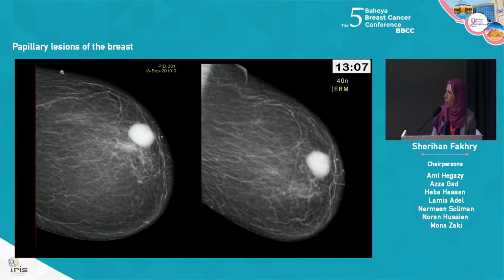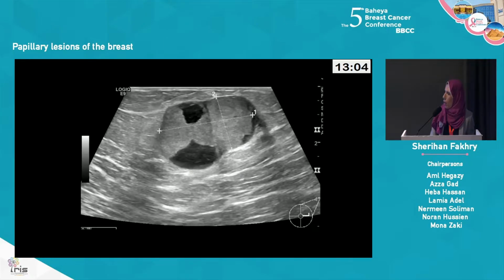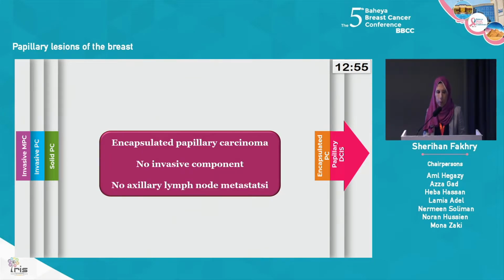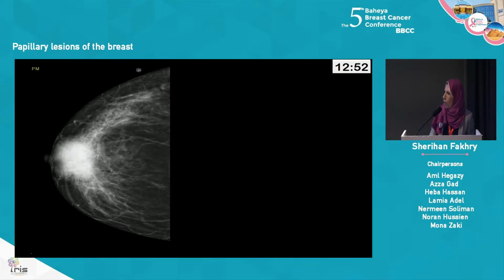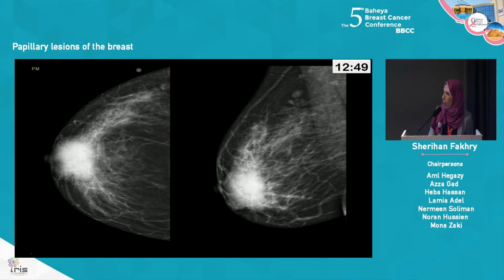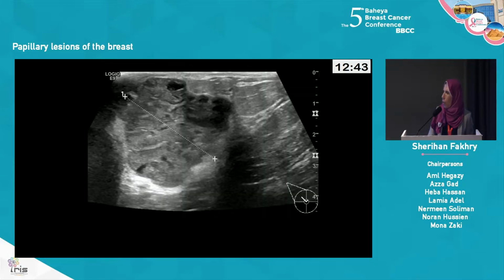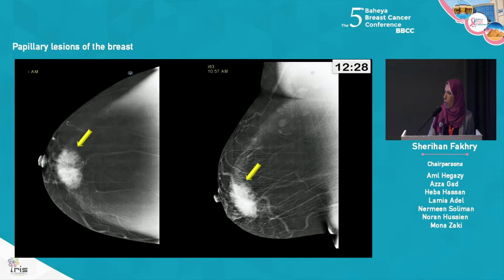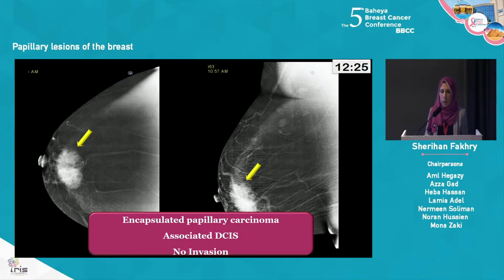In this case, mammography showed a left breast circumscribed hyperdense mass. By ultrasound, a complex solid cystic lesion was detected, and postoperative pathology revealed encapsulated papillary carcinoma. Another case, right breast: mammography showed a right breast retroareolar hyperdense mass with indistinct margin. By ultrasound, there was a circumscribed solid lesion with a cyst-like cleft resembling phyllodes. Yet, by contrast-enhanced mammography, there was intense heterogeneous enhancement, and post-operative pathology revealed encapsulated papillary carcinoma with associated DCIS.